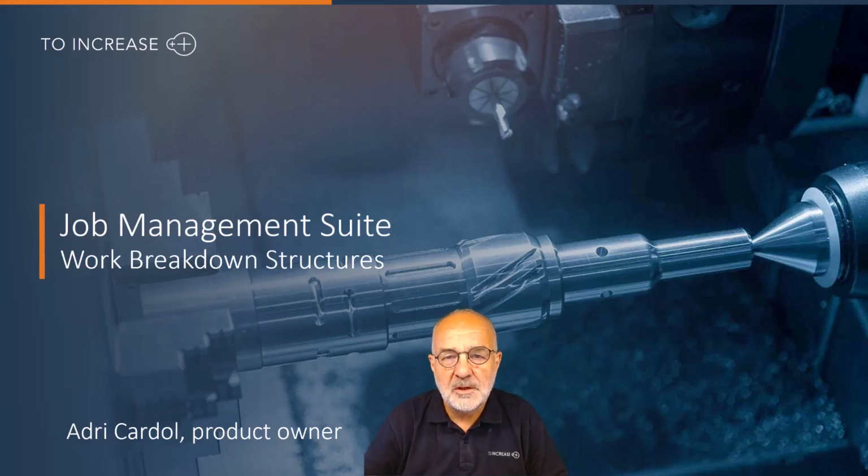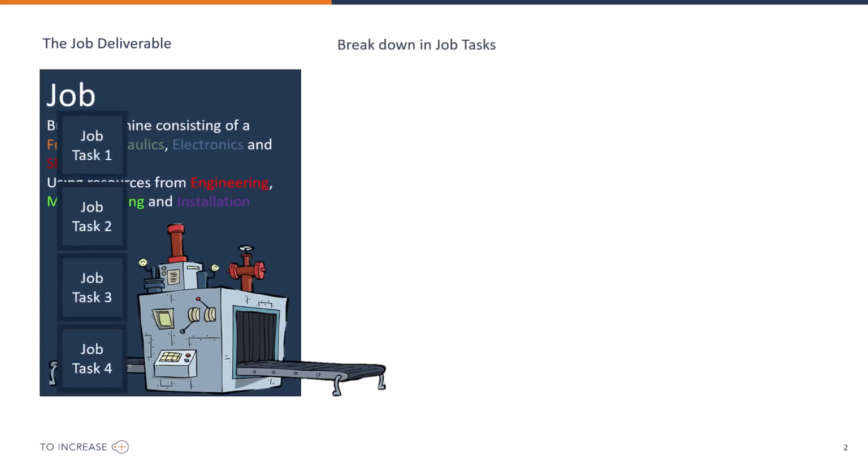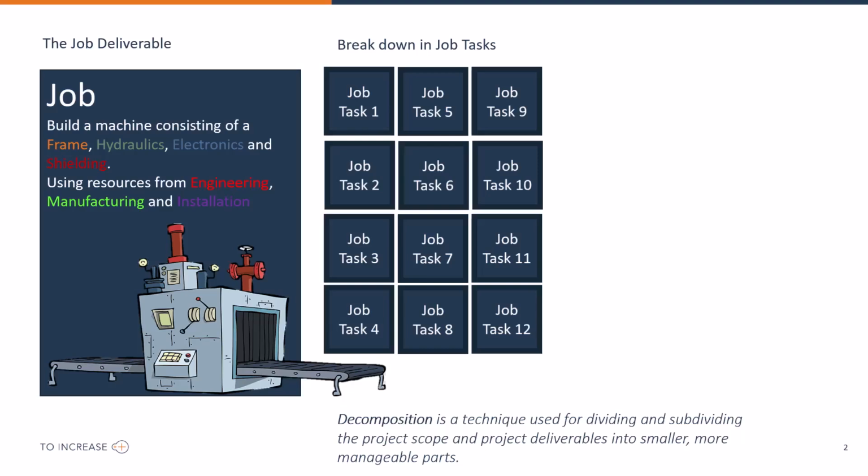In this product video, I will explain the added value of work breakdown structures. In this project, the deliverable is a machine, and to make it more manageable, the job is broken down in job tasks. In project management, this is called decomposition, dividing the deliverable into smaller parts.